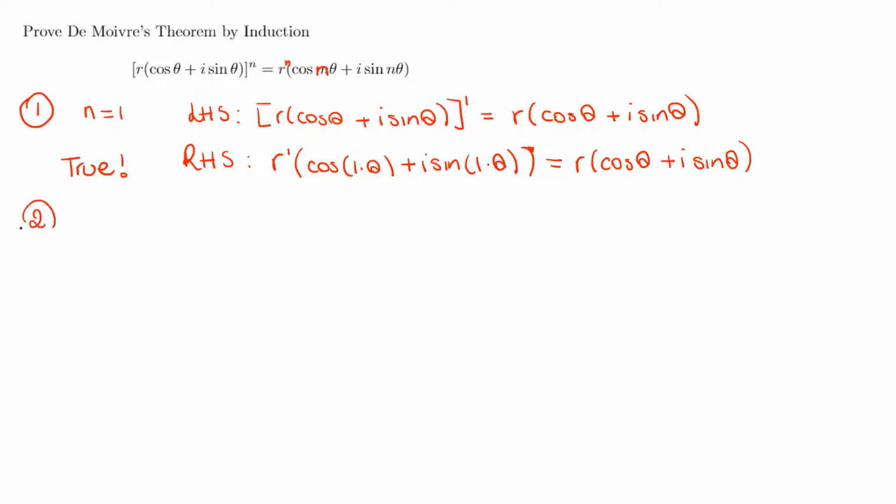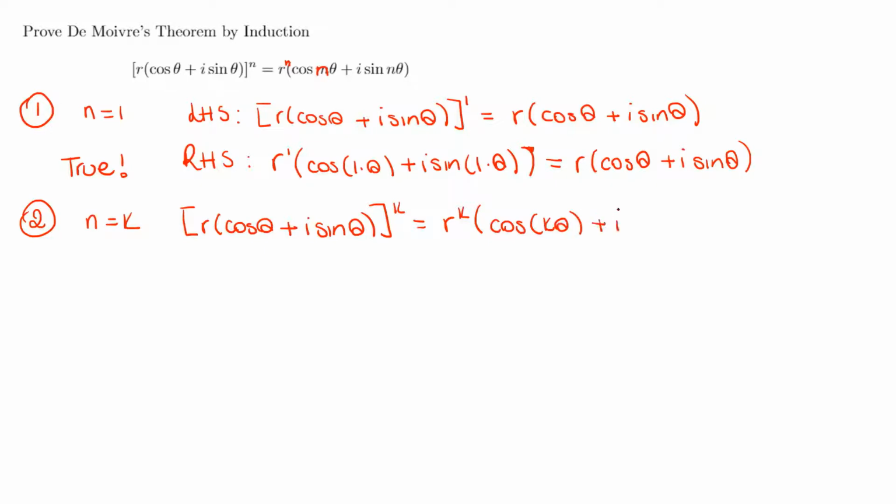Our next step now is to assume it's true for some n equal to k. So if I plug in n equal to k in this case, then I'm going to get r cos of theta plus i sine of theta, and all that to the power of k is equal to r to the power of k cos of k theta plus i sine k theta. And this step is really important, guys, because we're going to be using this in our proof later on. So we know that this formula here is definitely true.